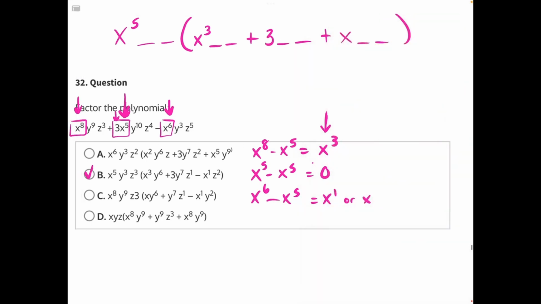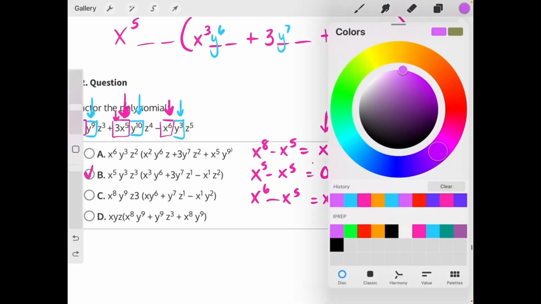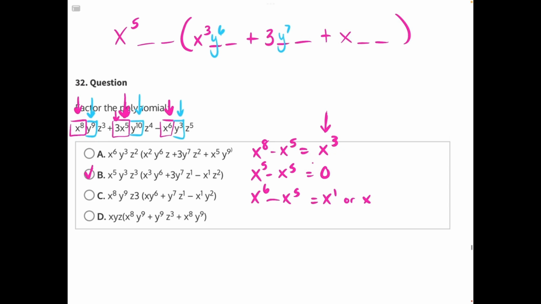Now let's take a look at our y variables. The greatest common factor among the y variables is y to the 3rd, so we will start by factoring out y to the 3rd. If we take a y to the 3rd away from a y to the 9, we would be left with y to the 6th. Subtracting 3 from y to the 10 would leave us with y to the 7th, and then subtracting y to the 3rd from y to the 3rd would leave us with nothing, so there would be no y variable in that last factor. So now we have successfully factored out a y to the 3rd.